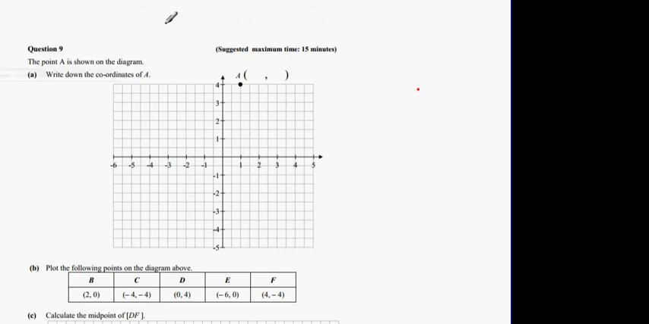This is 2012, the pilot paper 2, and we're on question 9. Write down the coordinates of A. Coordinates of A is 1 across, 4 up.